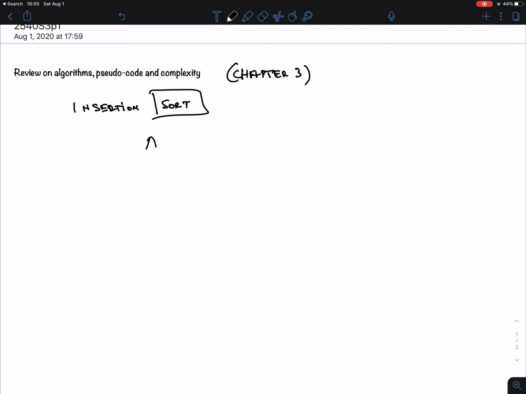So let's see. We have a certain list. Let me do it this way, an alphabetic list, and we want to sort this. So what is the sorting algorithm? The insertion sort algorithm says, okay, of course, when I say sort these letters, I always mean alphabetically.